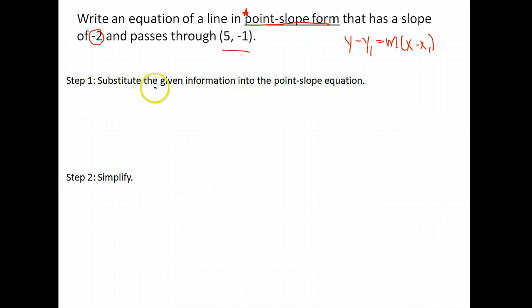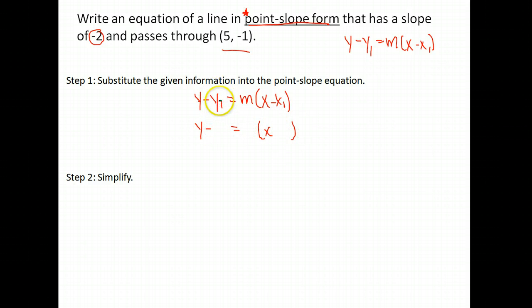So step 1 is to substitute the given information into the point-slope form. Okay, so again, it's y minus y1 equals m times x minus x1. Again, the x and y that are plain do not get replaced. They stay x and y.